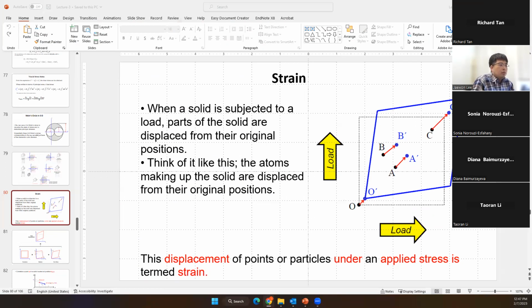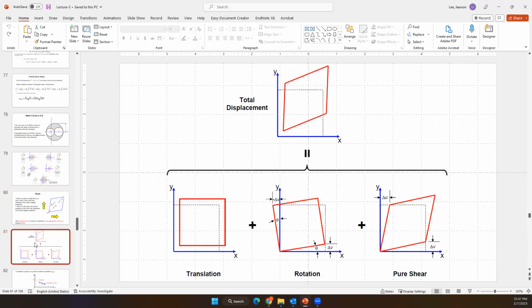If we assume there is a load in the y direction, the deformation could happen such that point A is moved to point A prime, point B moved to point B prime, and point C moved to point C prime, and we can call that a displacement. There are several kinds of displacement: translational displacement, rotational displacement, and shear displacement.